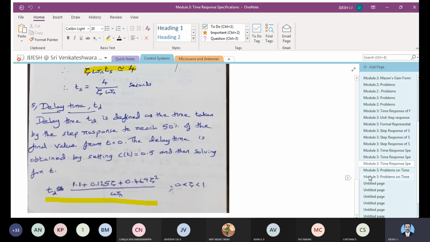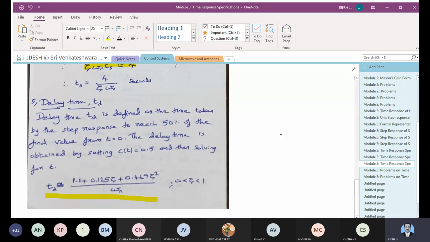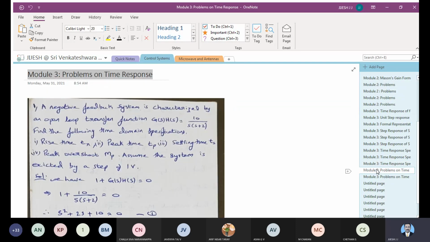So these are the equations we have been discussing in the classes, and now we will discuss further with some problems. We can start with the first problem. You know that in control systems we will be asking problems for you to solve, so you may have to use all these equations in order to find out all these parameters.